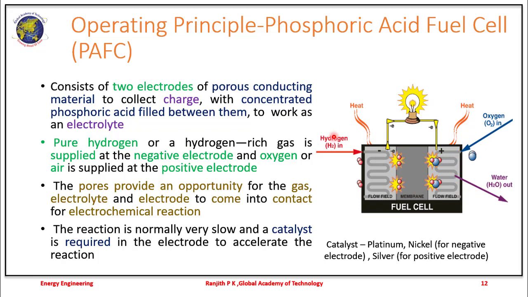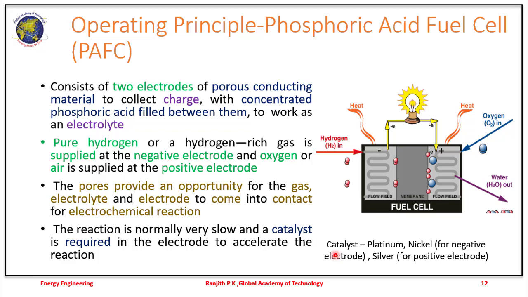So essentially hydrogen, oxygen and the phosphoric acid combine to form an electrochemical reaction, and this electrochemical reaction also liberates electrons, which are collected in the form of a current, and then the byproduct, which is usually water, is taken out. And this reaction is very slow, and a catalyst is required in order to accelerate the reaction, and this catalyst is used at the electrode side.